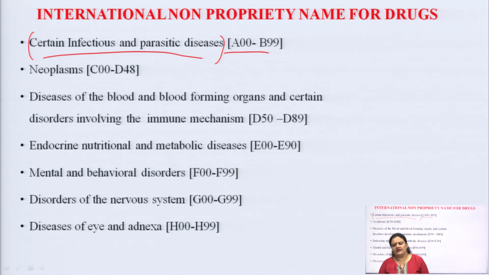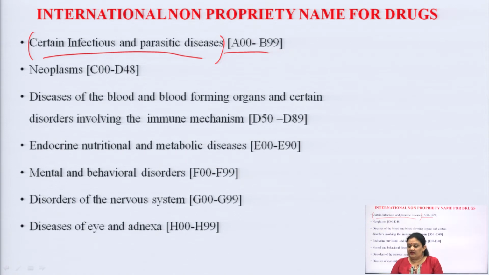The second is the agents, or we can say the carcinogens, or any drug which is having strong potential to cause neoplastic changes or to generate cancers. So, this can be coded as C00 to D48 within bracket.